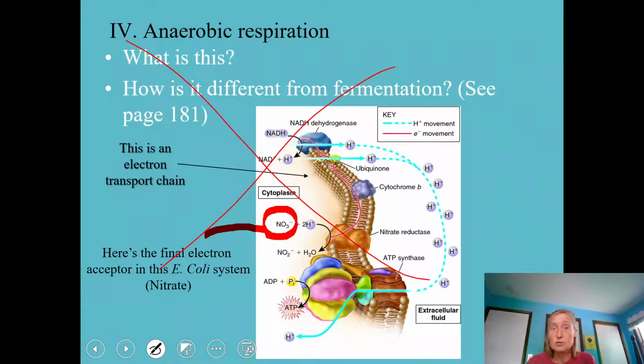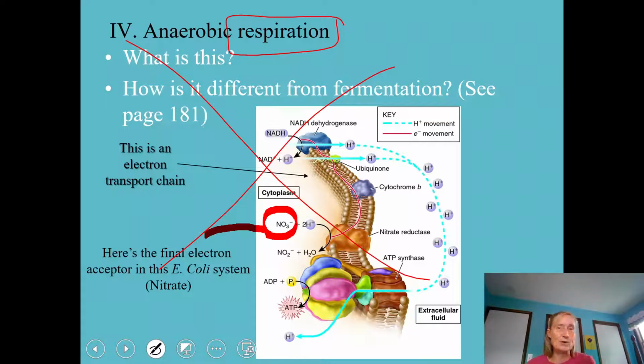Anaerobic respiration doesn't use oxygen. It's a way to make ATP without the use of oxygen, but it does use, the word respiration here is important, it does use an electron transport chain. In anaerobic respiration, an organism uses an electron transport chain, but the final acceptor of electrons is not oxygen. It's something else. So it's still respiration. We still see oxidative phosphorylation happening. It's not fermentation, but there's no oxygen involved.